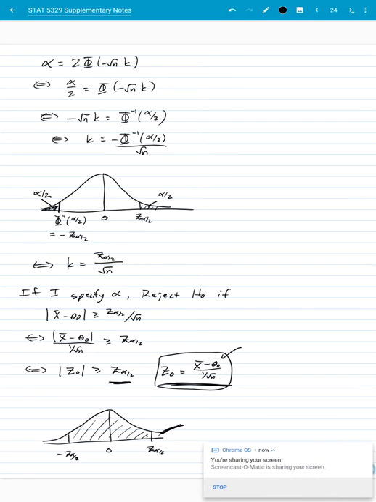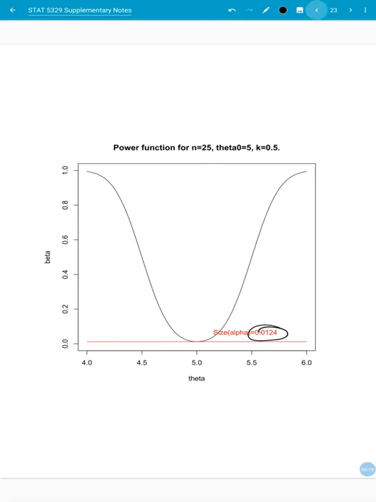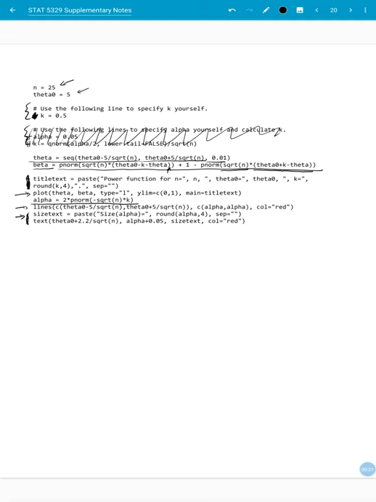Okay, now that I have a way of calculating K given my alpha, I can use this one or either one of these two. They're both the same, by the way. Let's do that. So if we go back to my R code here, now I've got this block of code that I scribbled out.